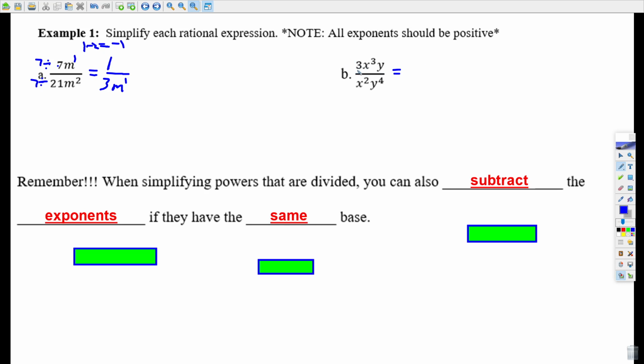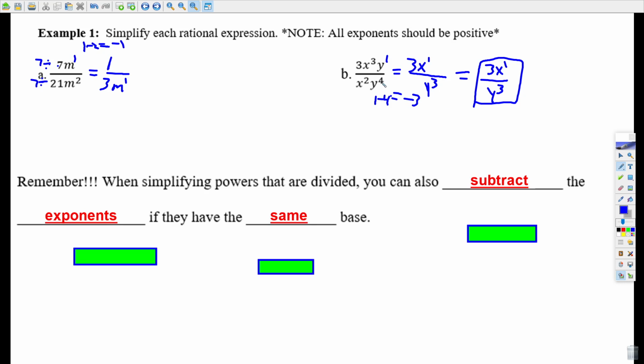There's a 3 here, but there's no other numbers by themselves, so that 3 is going to stay there. Let's do our subtraction with our x's. We have 3 minus 2, so there's 1 left on top. Do the y's. We have 1 minus 4, right? That would be a negative 3. So we can put that on the bottom as a positive 3. And maybe I'll just rewrite this. So we have 3x to the first over y to the third. Again, nothing new so far. We've done these before, just refreshing on how to do it.